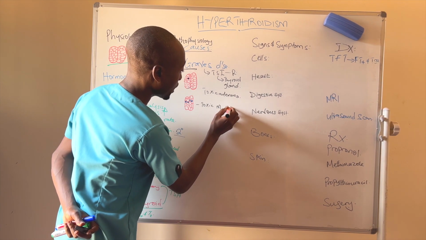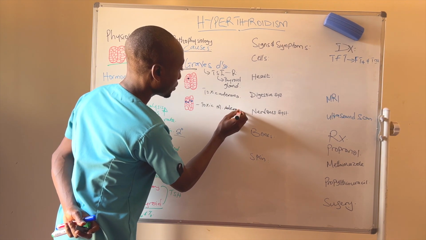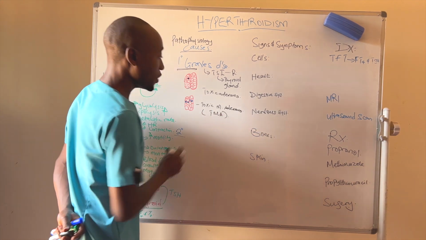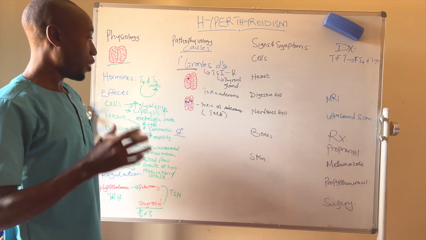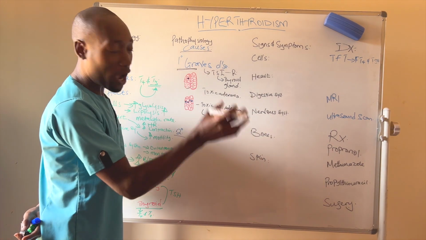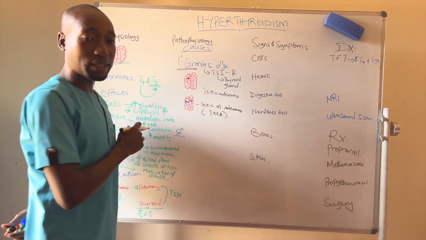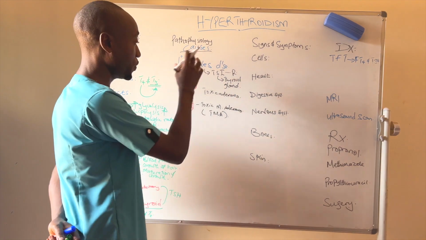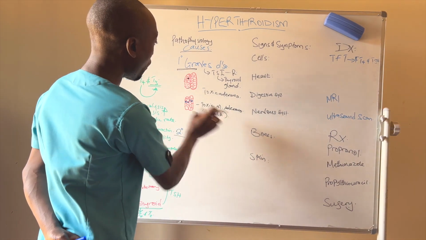multinodular adenoma. Okay? You'll find it abbreviated as TMA. Toxic multinodular adenoma. What does this mean? Basically, it means that we are having more than one tumor in the thyroid gland, and therefore, as a result, they also lead to increased production of the hormones of the thyroid gland.